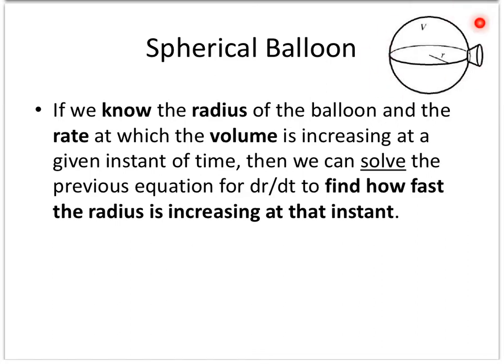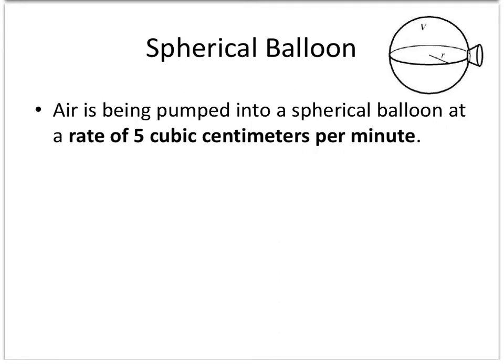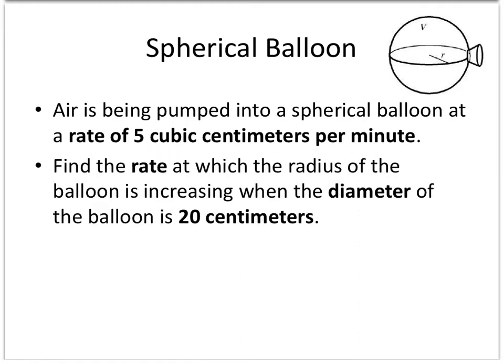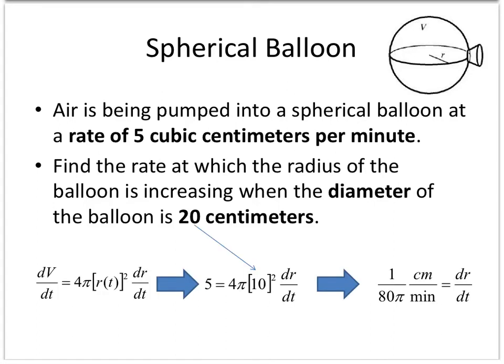If I know my volume change and I know the radius of this balloon, then I can find how fast it's changing. So for example, if air is being pumped into this balloon at a rate of 5 cubic centimeters per minute, and I want to find the rate at which the radius is increasing when the diameter of the balloon is 20 centimeters, let's go back to that formula. The only thing to remember is the diameter. This is radius, so you have to do half. And so this tells me how my radius is changing.